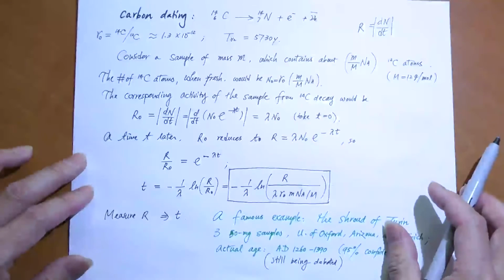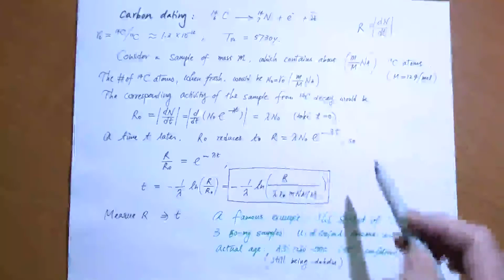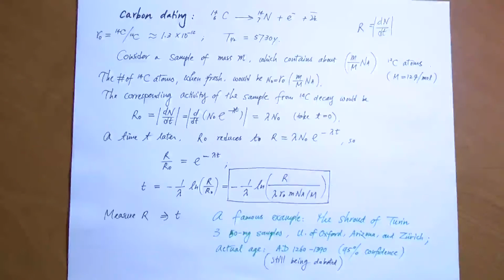It's very good for detecting the age of a once-living organism within the range of a few thousand years. If you want to measure the age of a rock, which can be a few billion years, you cannot do that, okay? Because that time is too short for the geological time scale.